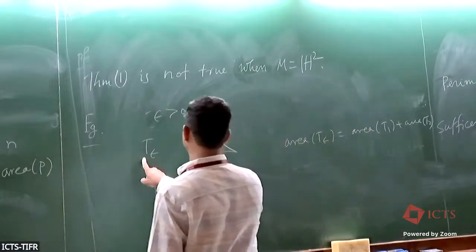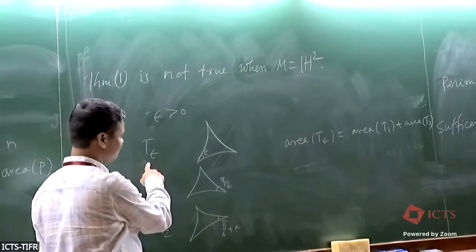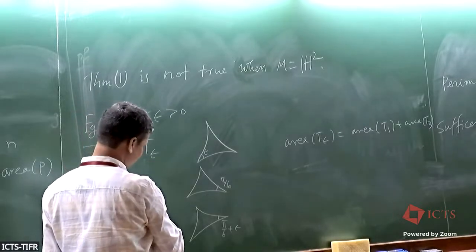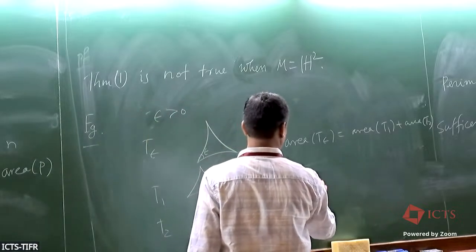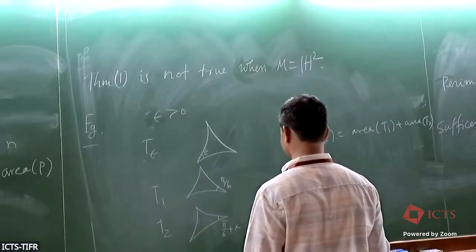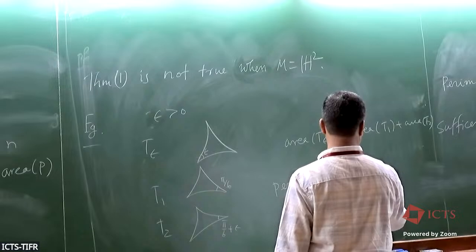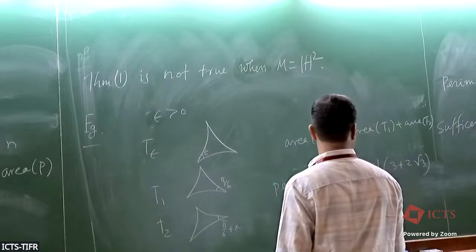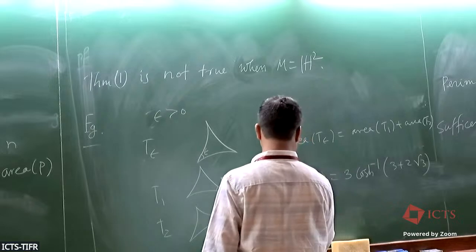Now, the perimeter of T epsilon tends to infinity as epsilon tends to 0, right? And the perimeter of T1, by the hyperbolic trigonometric formula, one can compute it. So this is equal to 3 times cos inverse of 3 plus 2 root 3. So the hyperbolic cosine formula gives this.